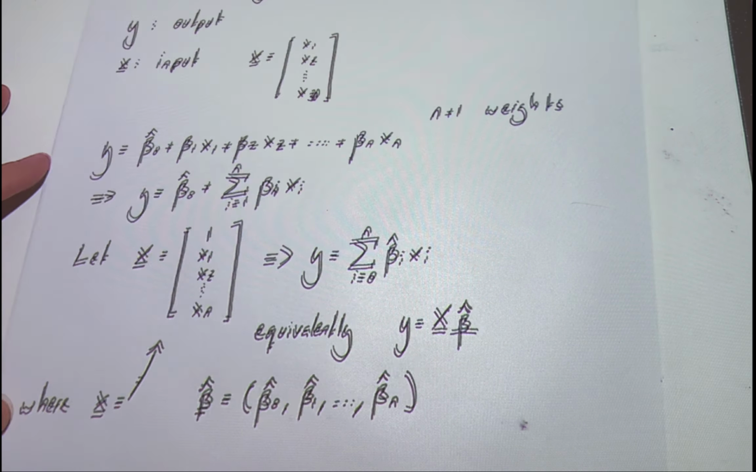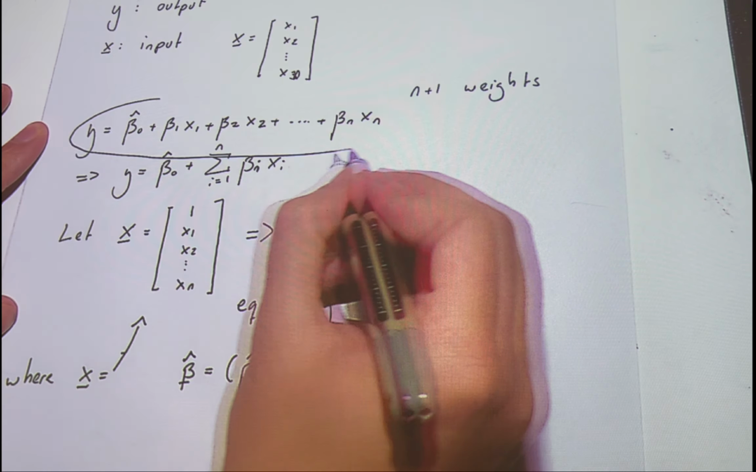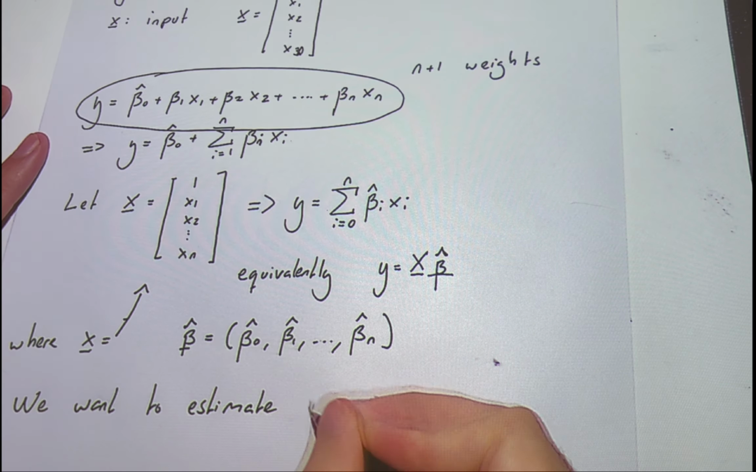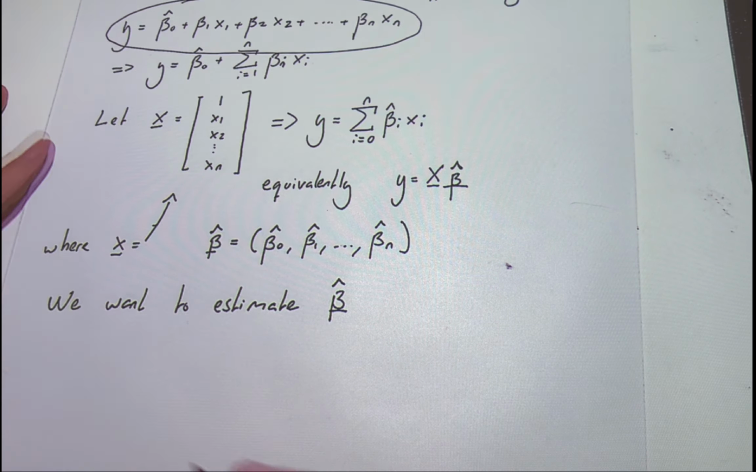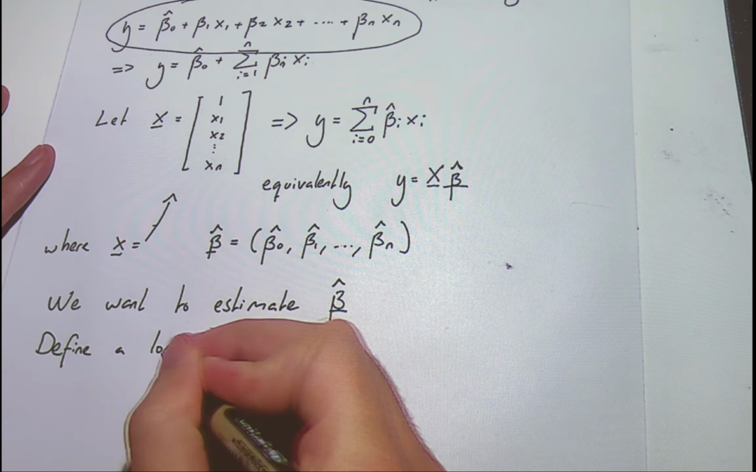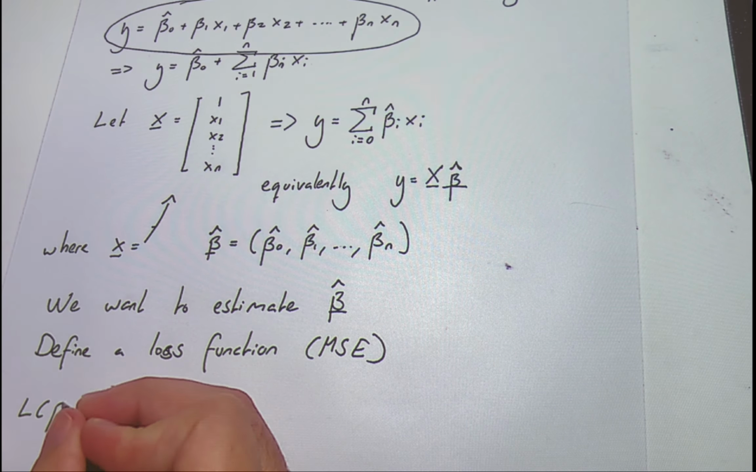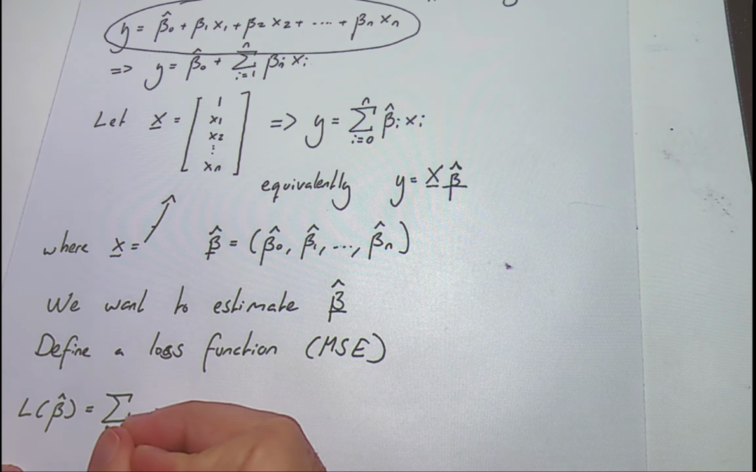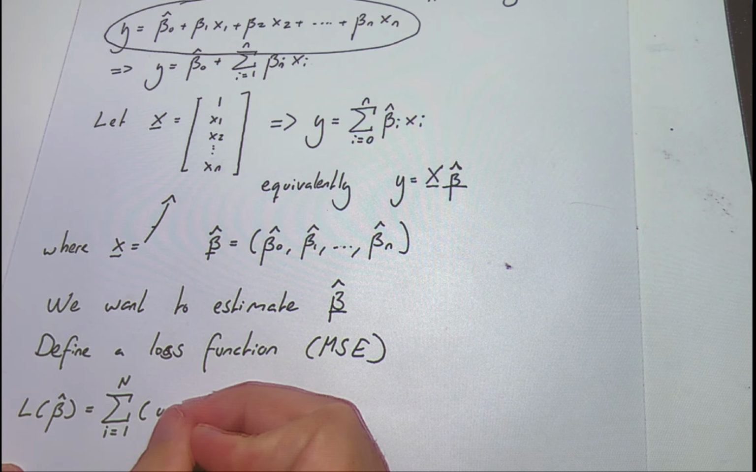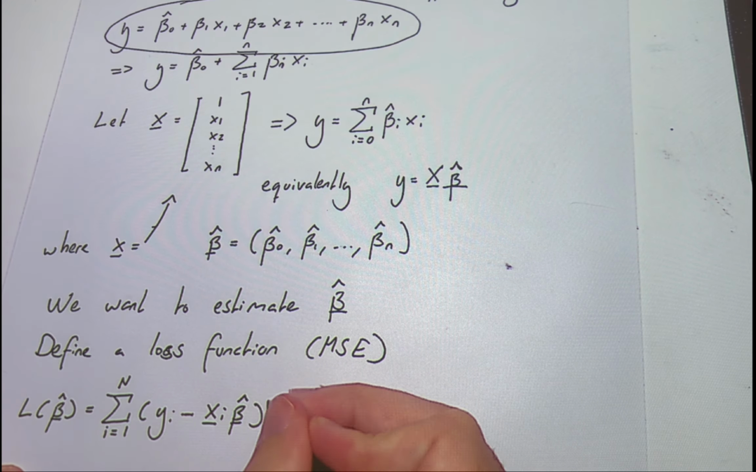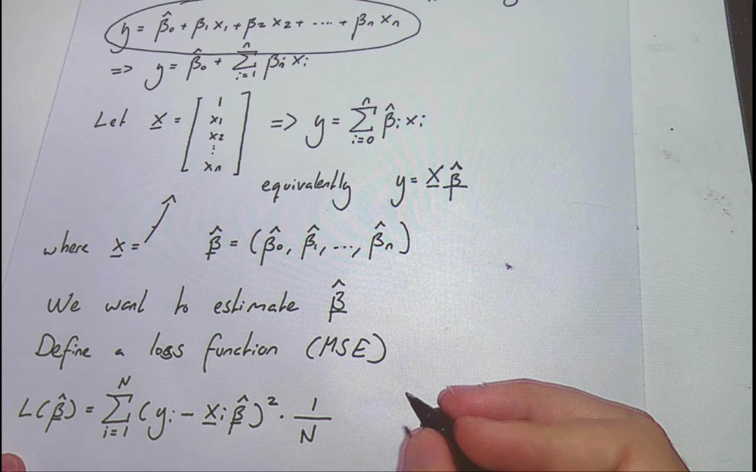Now, what we want to do is estimate those weights. And to do that, we have to define a loss function. This loss function is going to be telling us how good our model is. So we want the loss to be as small as possible. In this case, we're using the mean squared error, which takes the difference between our predictions, which is this matrix product, and our real value y, squares them, and then divides them by a value n.